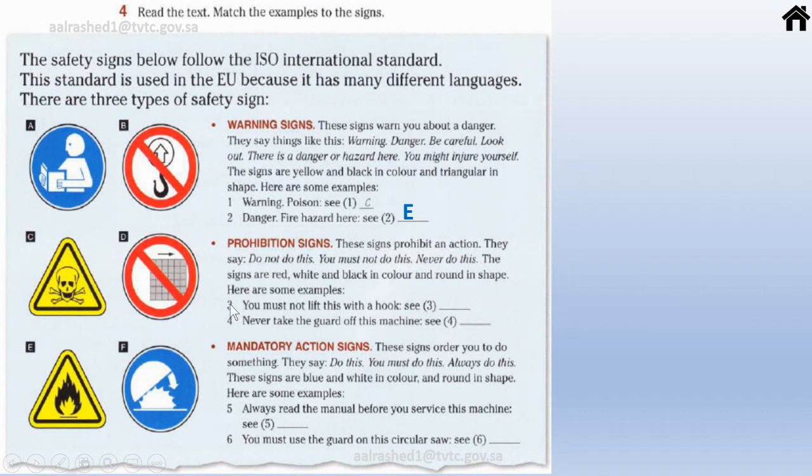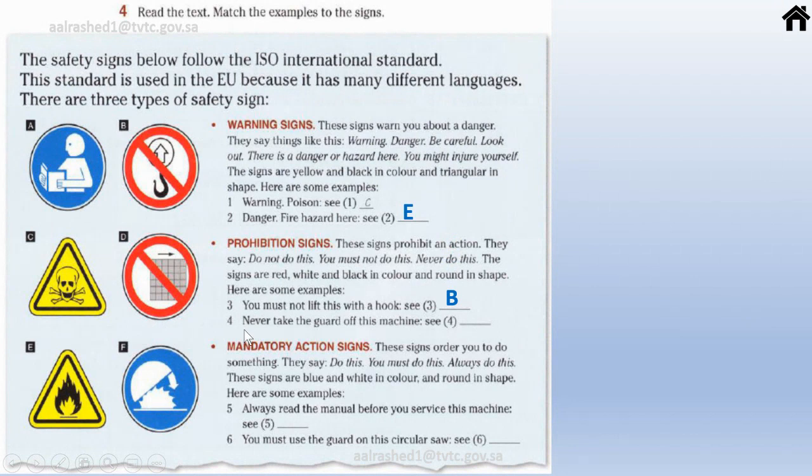Okay, let's see the examples. 3, you must not lift this with a hook. So which one, B or D? So the answer is B. This is a hook. If you want to lift something, just raise it up. So lifting, moving from one point to another point higher.